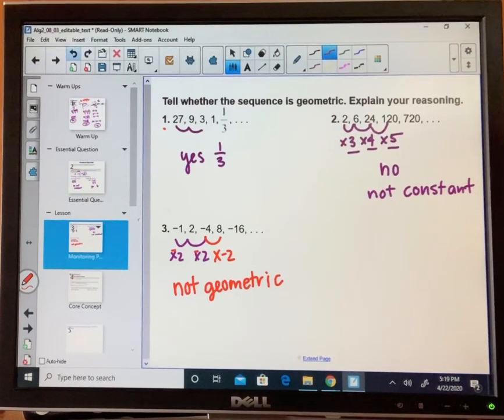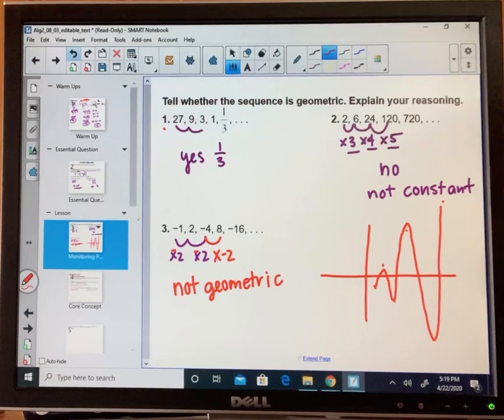Okay, this function number 3 actually doesn't look like that. It would be -1, and then 2, and then -4, and then 8, and then -16, and then +32. So it would look something like this. It's definitely not going at a constant rate. So this function would not be geometric, even though it's got that ×2.